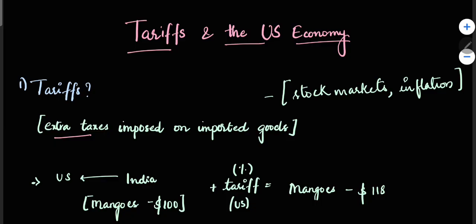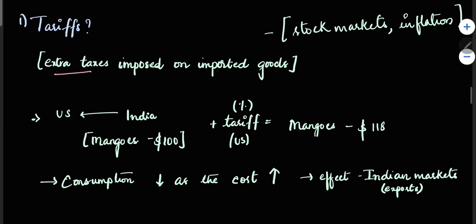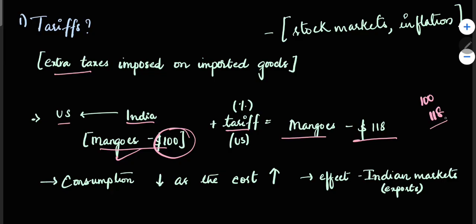Let us understand by an example. Now, if the US is importing mangoes from India and the market price is around $100, the US will impose some tariff on these mangoes, and now the final price would be $118. So after adding the tariffs, the price has gone up from $100 to $118. So there is a price rise. So what happens when the cost is raised?